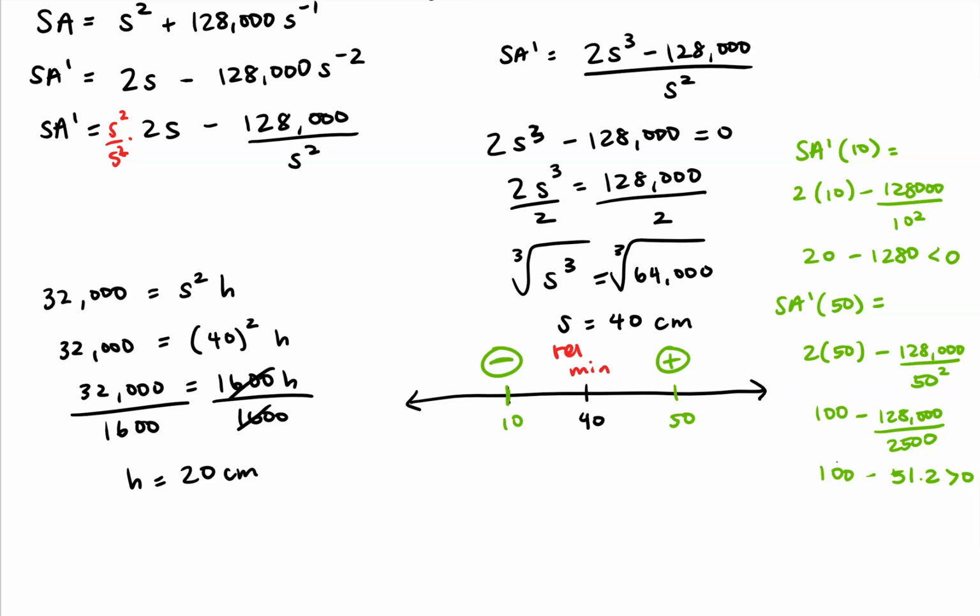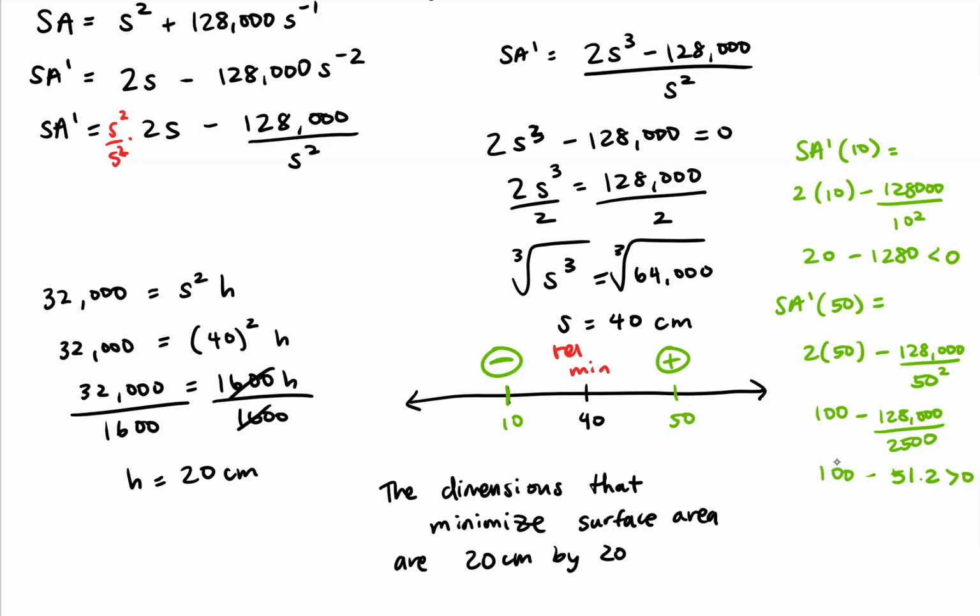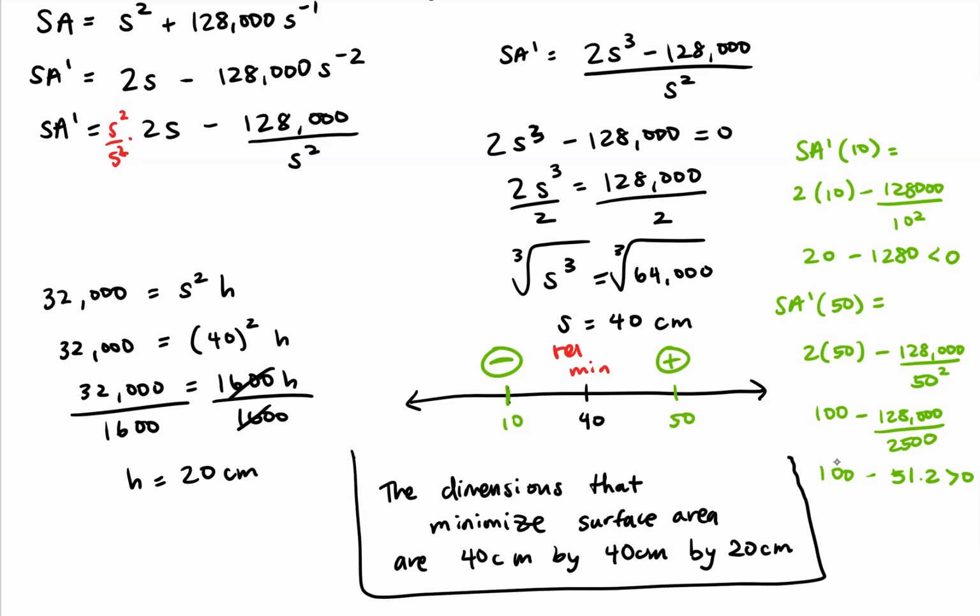So finally we can say the dimensions that minimize surface area are, oops, that's not right. It's 40 centimeters by 40 centimeters by 20 centimeters. So that is our final answer for this example.